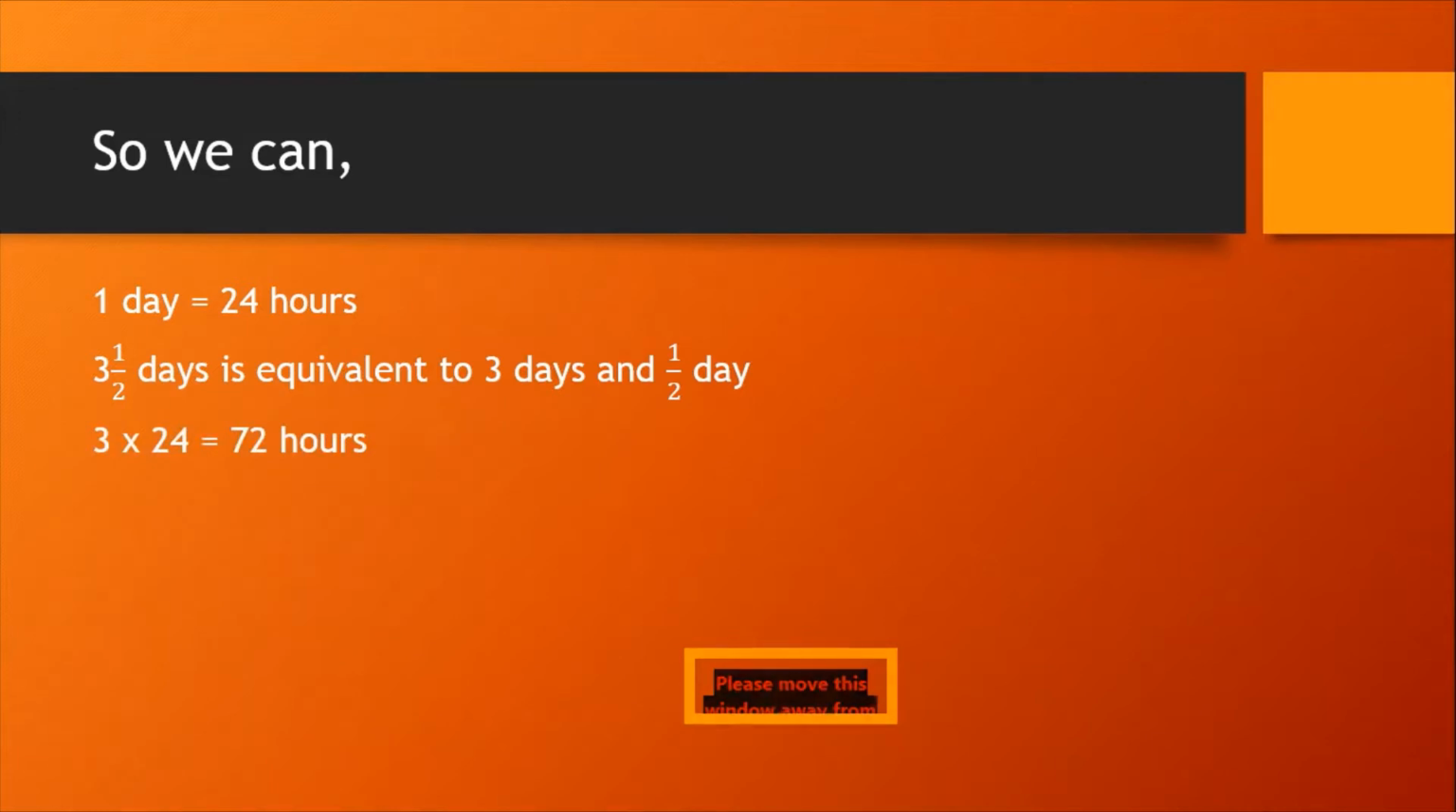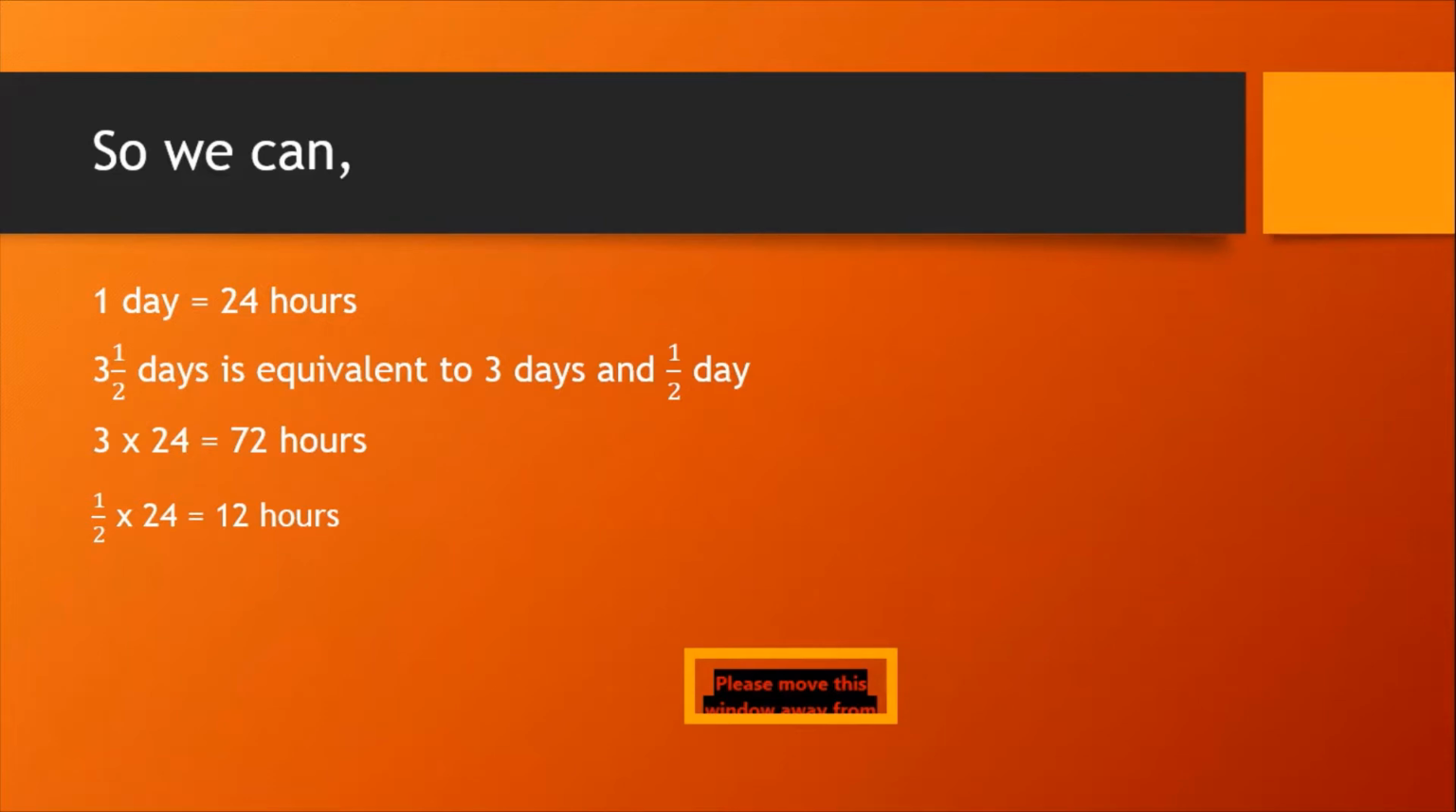3 days times 24 is 72 hours. And half a day, multiplied by 24, is 12 hours. Or you can just think, what's half of 24? That's 12. Or you can also multiply it by a half, so 24 divided by 2 times 1. Still, we got the answer of 12.